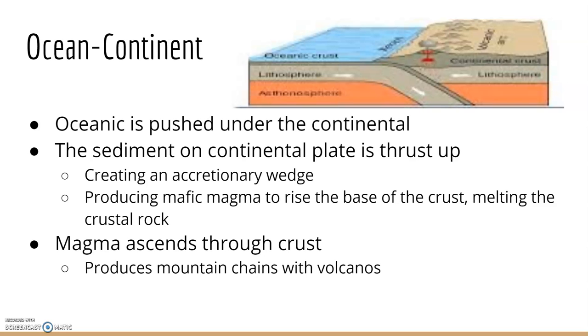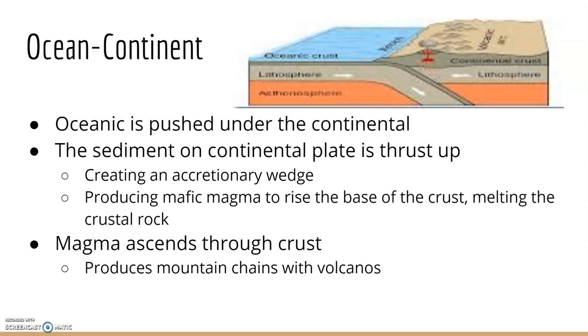So up next we have ocean-continent. So this involves an oceanic plate and a continental plate. The oceanic is pushed underneath the continental plate, and the sediment on the continental plate is thrust up, which creates an accretionary wedge. I'm sorry, I know I don't say that right.